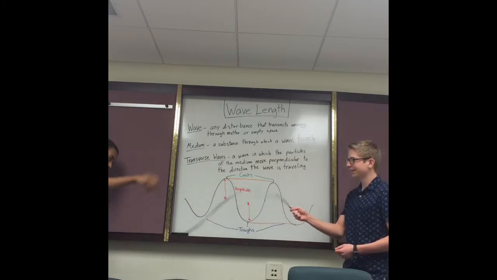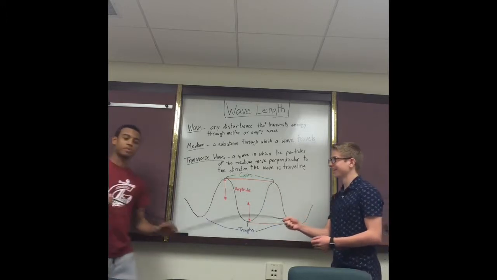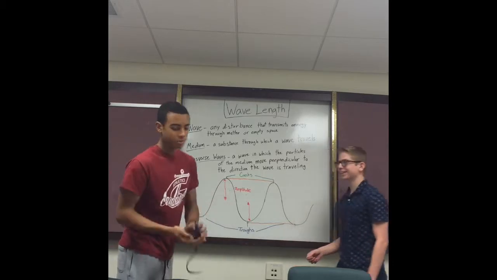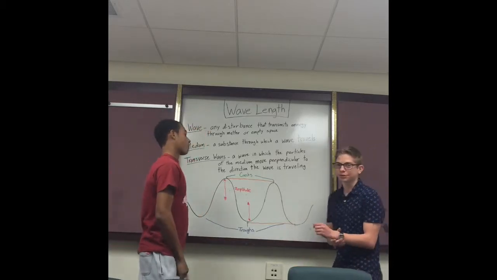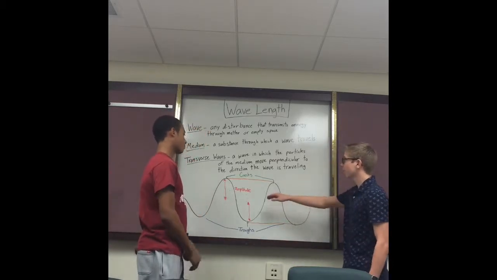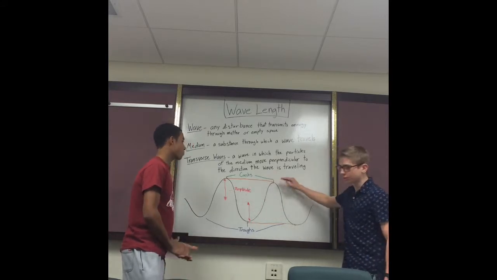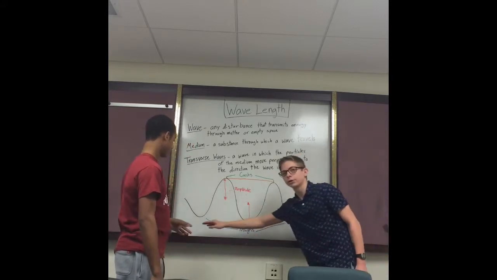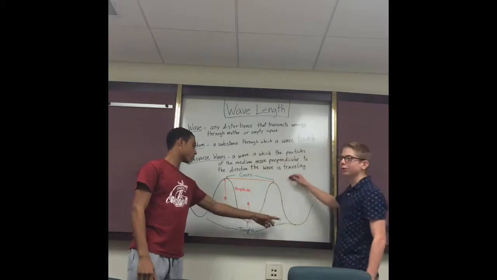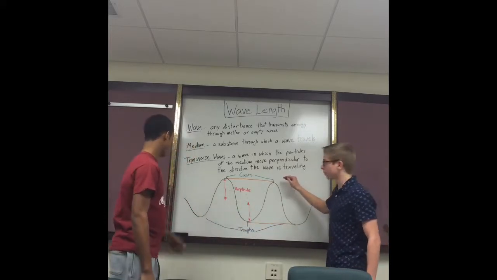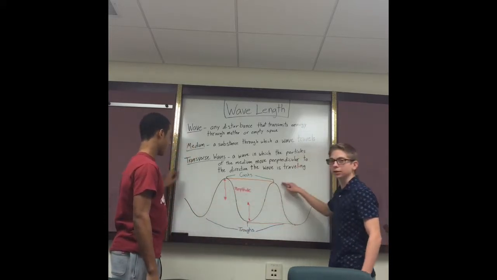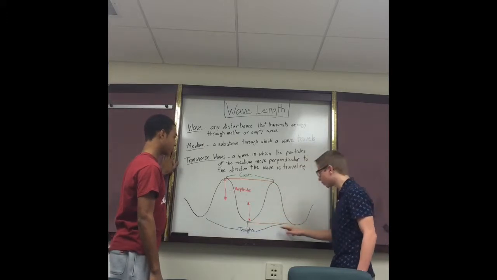That right there are waves, or they're supposed to be. But we have a drawing right here that we drew, which represents a transverse wave. So, crests are at the top, and troughs are at the bottom. A wavelength can be determined from one crest to another crest, or one trough to another trough.